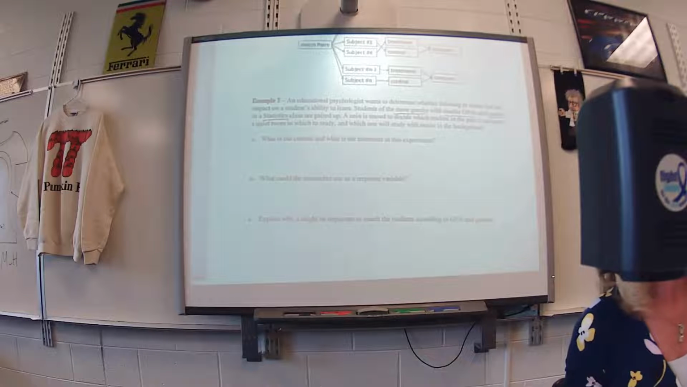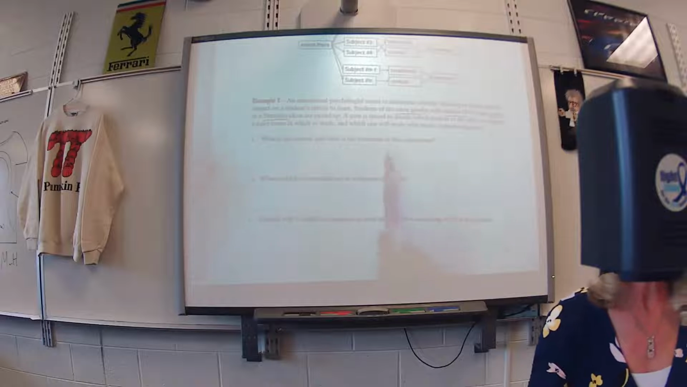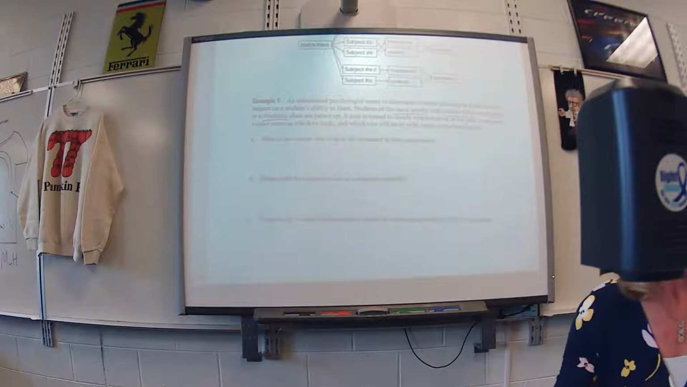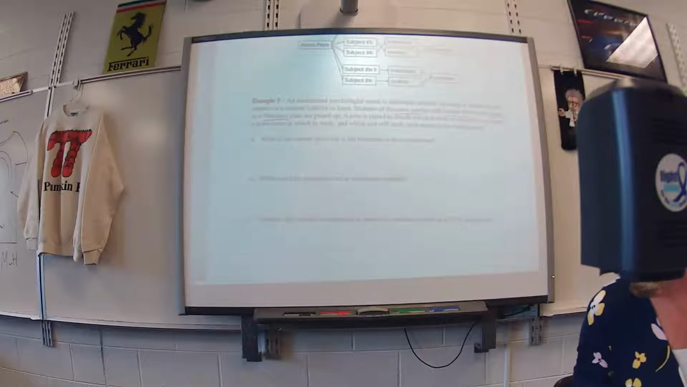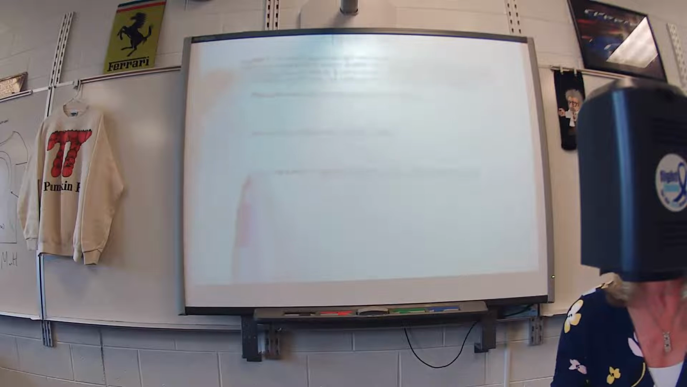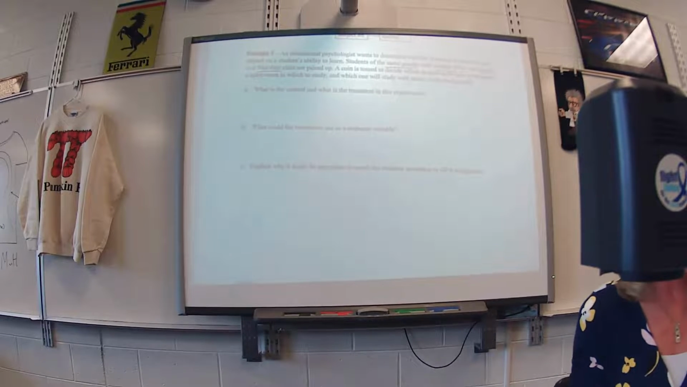You're trying to make your partners as similar as possible, because if you are trying to decide if music is helpful or not while you study, you want all the other things controlled. And that actually leads me on to part C. Explain why it might be important to match the students according to GPA and gender.